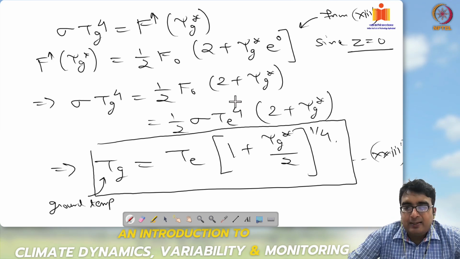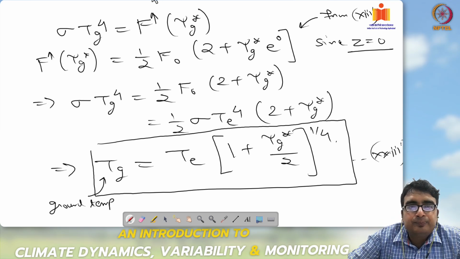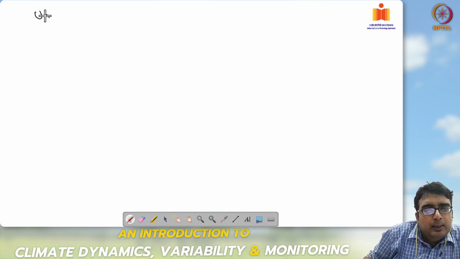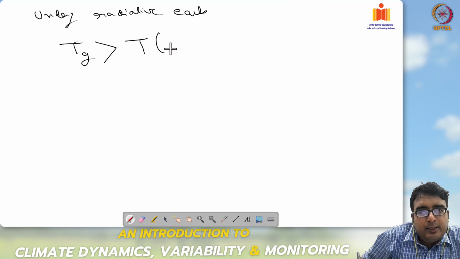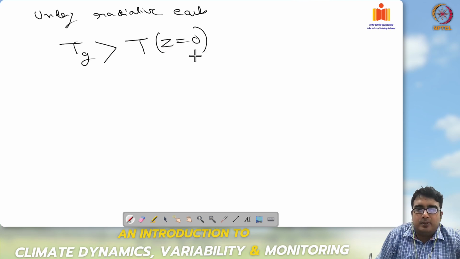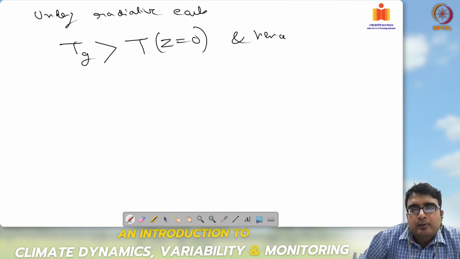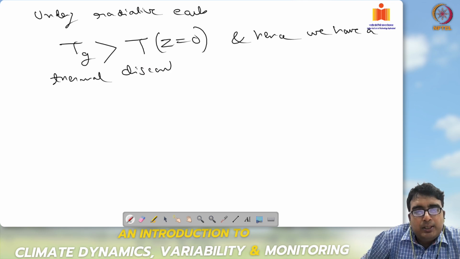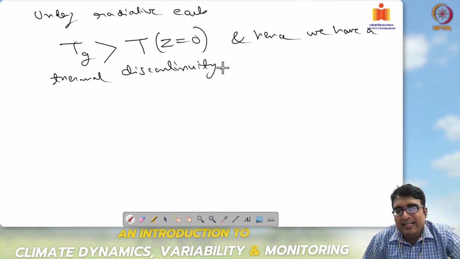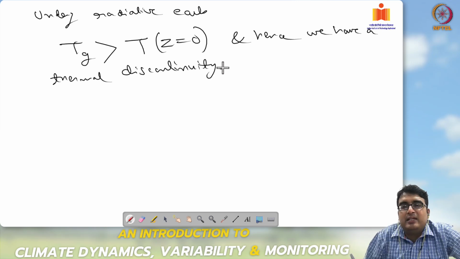So what this means is, under radiative equilibrium, the temperature of the ground is greater than the temperature of the air just above the ground, and hence we have a thermal discontinuity. Okay. This is basically due to the incompleteness of the radiative equilibrium theory.